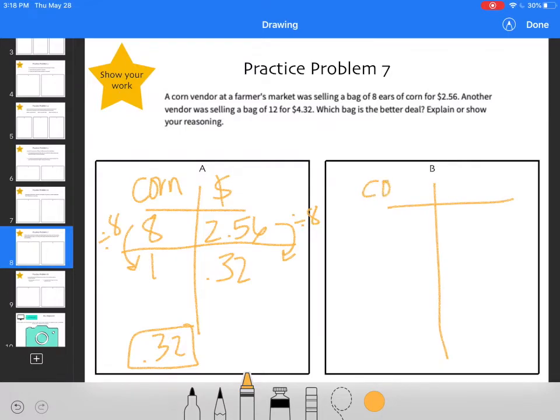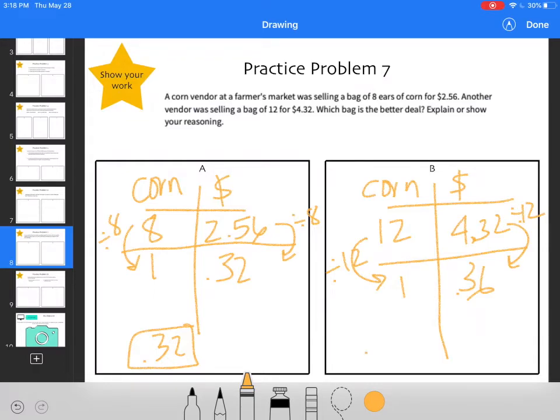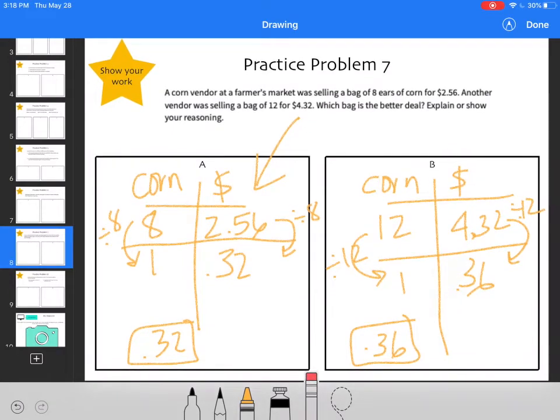So now I have to figure out the other one. So I've got my corn, and I've got my cost. So that's 12 ears of corn for $4.32. I want to figure out what it is for 1 ear of corn. So divide by 12. $4.32 divided by 12 is 36 cents. So which is the better deal? It's 4 cents cheaper.